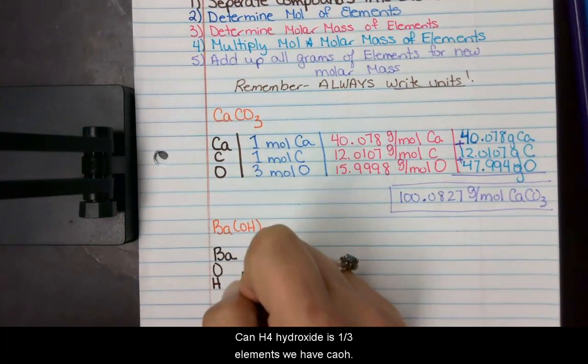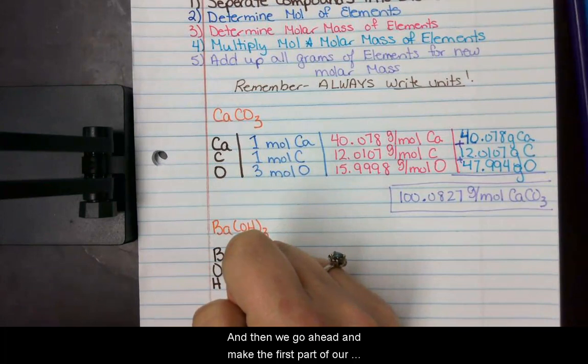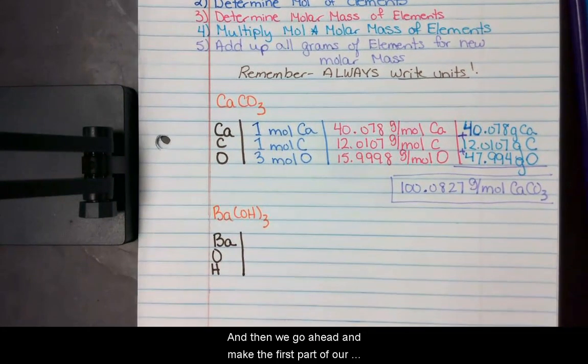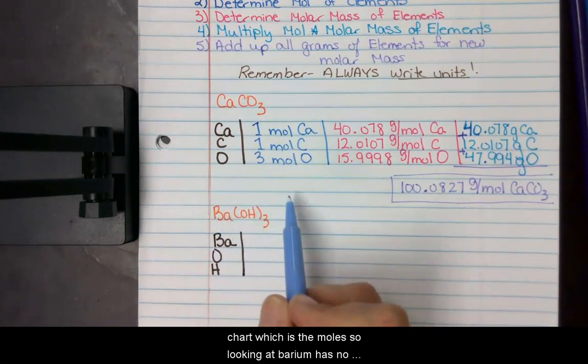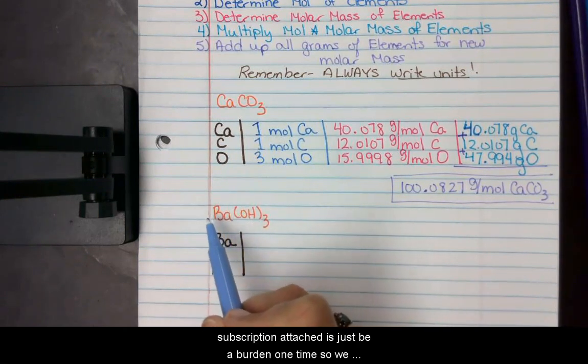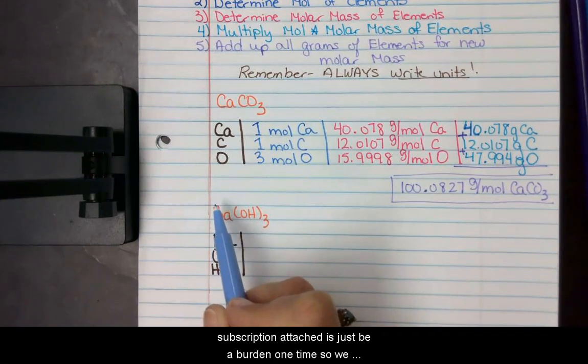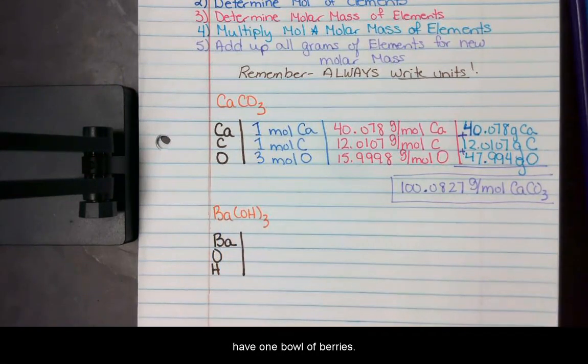So we have Ba, O, and H, and then we go ahead and make the first part of our chart, which is just the elements. Then we can go ahead and make the second part of our chart, which is the moles. So looking at barium, there's no subscript attached, it's just Ba. We've written it one time, so we have 1 mole of barium.